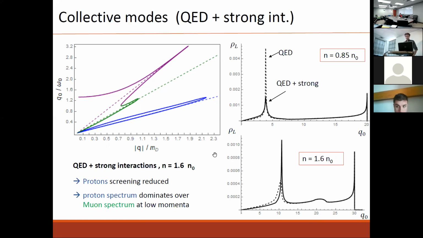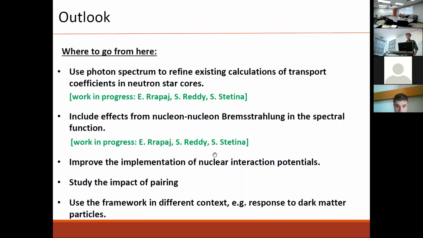So I've actually said most of what I wanted to say. As a short outlook, where do we want to go with all of this? As I said in the beginning, one of the strongest motivations is to refine existing calculations of transport coefficients using a much better description of longitudinal and transverse photons in the dense plasma. That's what we're doing right now. We're also including effects from nuclear neutron Bremsstrahlung. They might not do a lot of modification in the low momentum spectrum, but when you go to higher energies and momenta, these corrections become relevant.